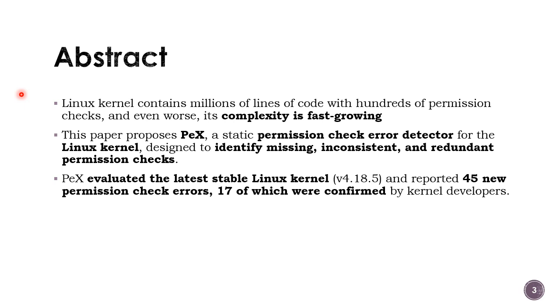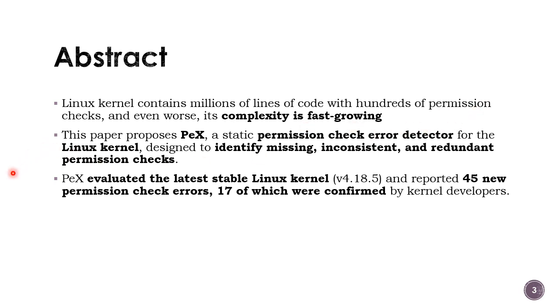The first one is the background: the Linux kernel source code base is pretty huge, so it certainly contains tons of permission checks. The permission checks here mean that system calls need to check the privilege of the user or process that needs to access some critical resource. And since the code base of the Linux kernel is still evolving and growing, the complexity keeps increasing.